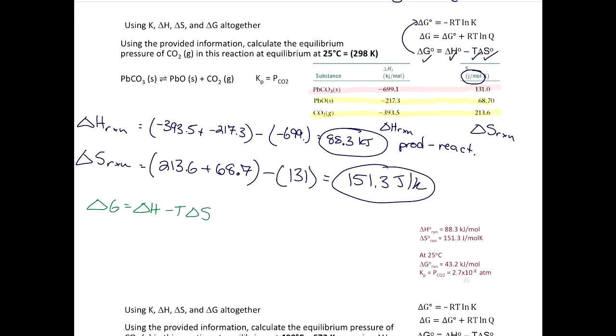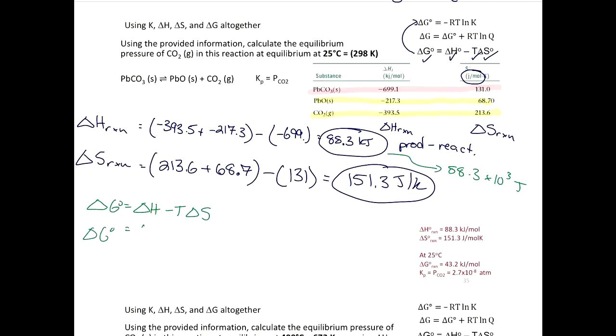So I can calculate Gibbs free energy because I wasn't given it exactly. Again, you want to make sure that these energy units match. So I'm going to use 88.3 times 10 to the 3 joules for delta H, and the reason is because I'm going to move on one more step and I have to divide by R in the next step. So I want everything in joules. If delta G is in joules, it makes it easier for that next step.